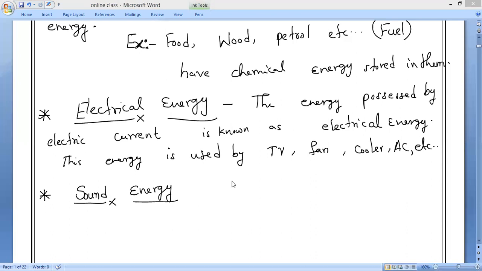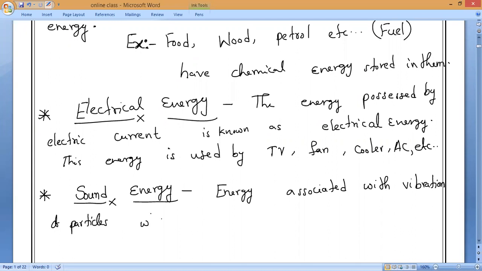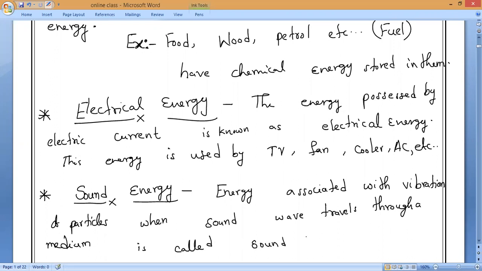Energy associated with vibration of particles when a sound wave travels through a medium is called sound energy. In the exercise also you'll find the questions.